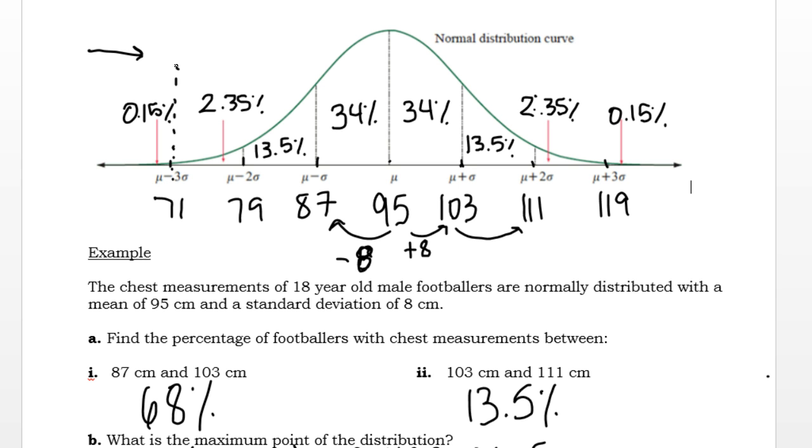As I move up the scale, I move over one more standard deviation to 79. I have 0.15 and 2.35, so I'm at 2.5% of the population. I move up one more standard deviation to 87. If I add 0.15, 2.35, and 13.5, I'm at 16% of the population. That's the number I was looking to hit. 16% of the population is below 87.